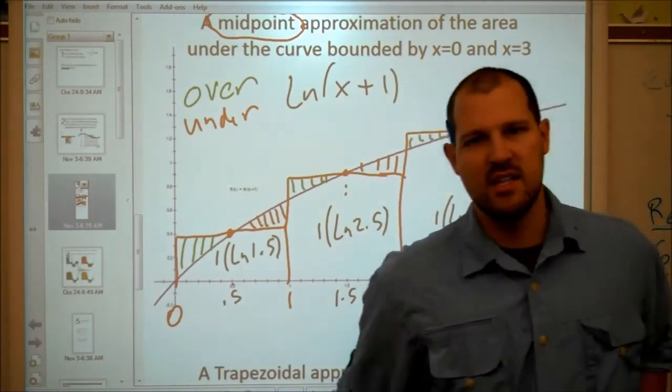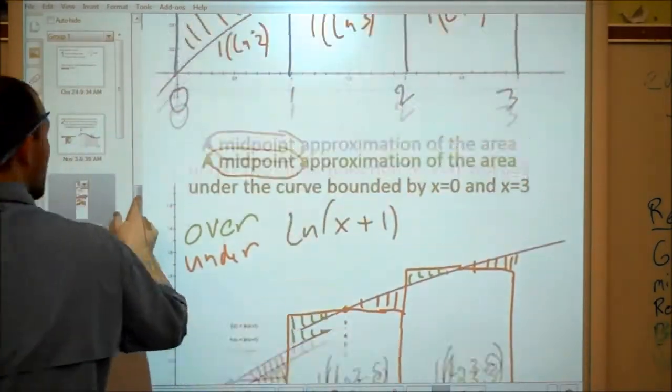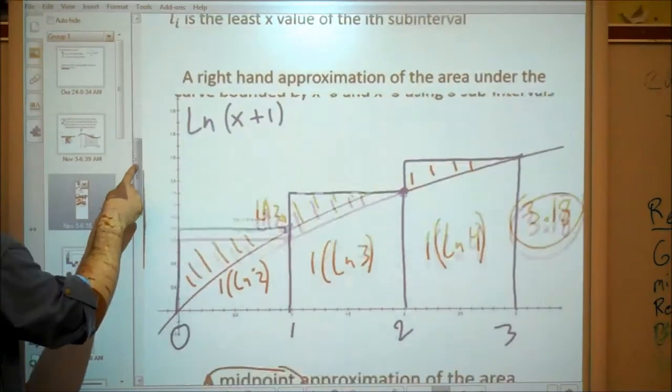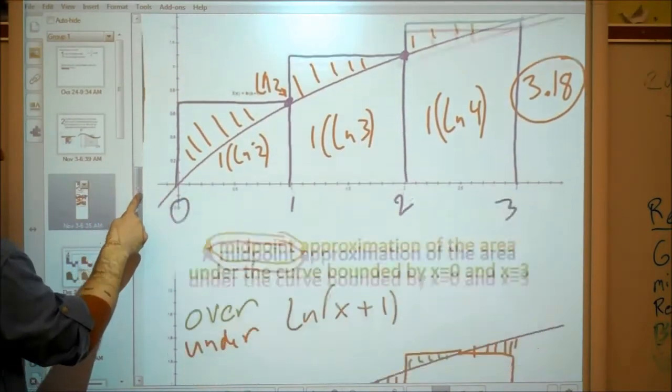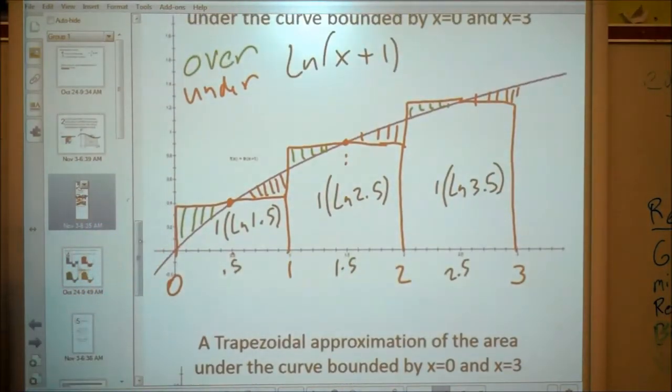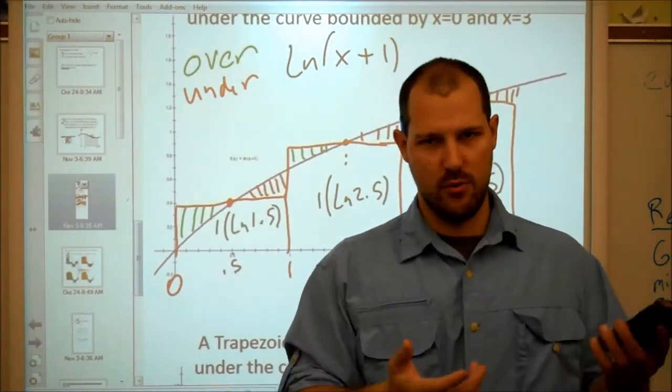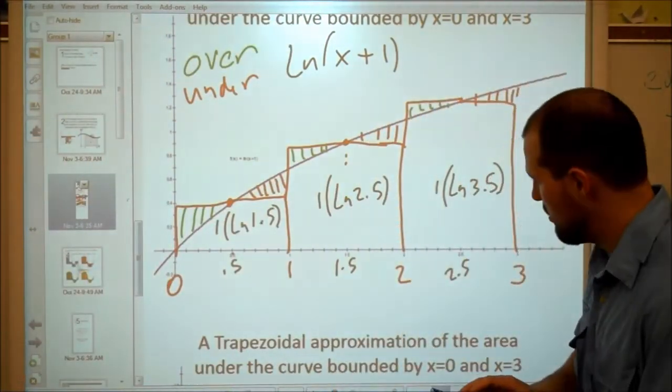Now before I type that in, let's make a prediction. The first approximation was too small, it was 1.79. Second one was too big, 3.18. Make a prediction about where you think this one will lie. Will it be bigger than both? Will it be less than both, the left and the right? Or will it be in between the left and the right? I'm going to type it in while you think about that.